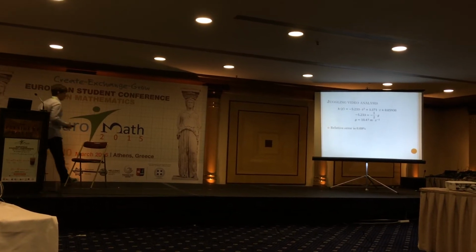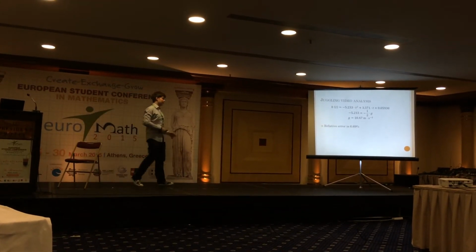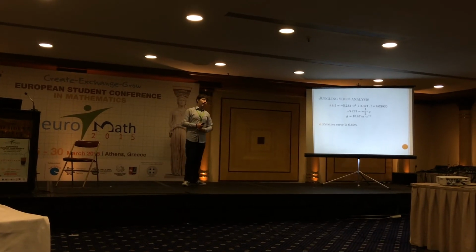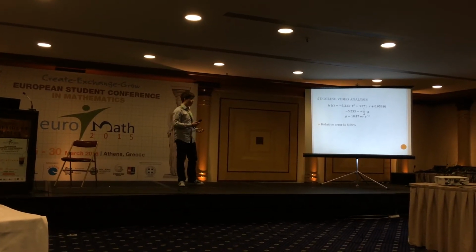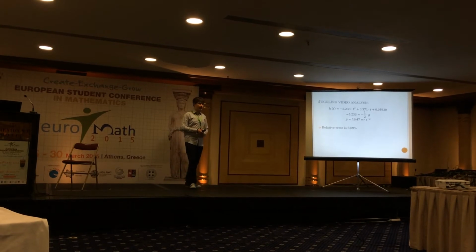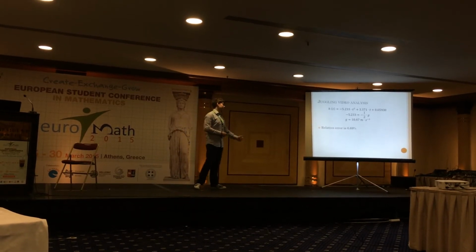And now, from that equation, we get that g is 10.47 meters per second squared, and when compared to the known value of 9.81, that gives us a relative error of 6.69%.